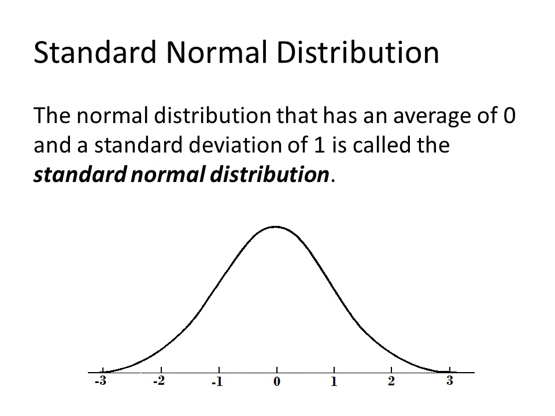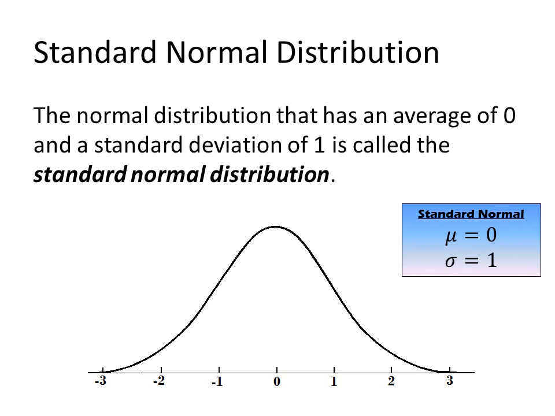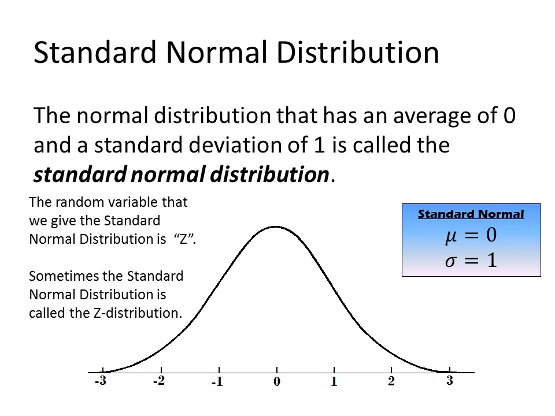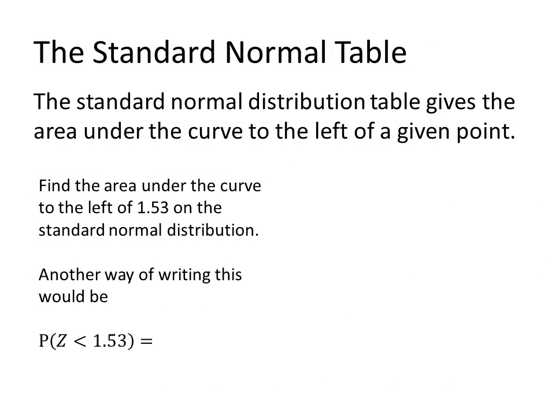The normal distribution table is going to give us values of areas under the curve of the standard normal distribution. The standard normal distribution is the normal distribution that has the average of 0 and a standard deviation of 1. The random variable that we give this standard normal distribution is called z, and sometimes we even call this the z distribution. So in the next example, we're going to see how to use the standard normal distribution table to answer questions.